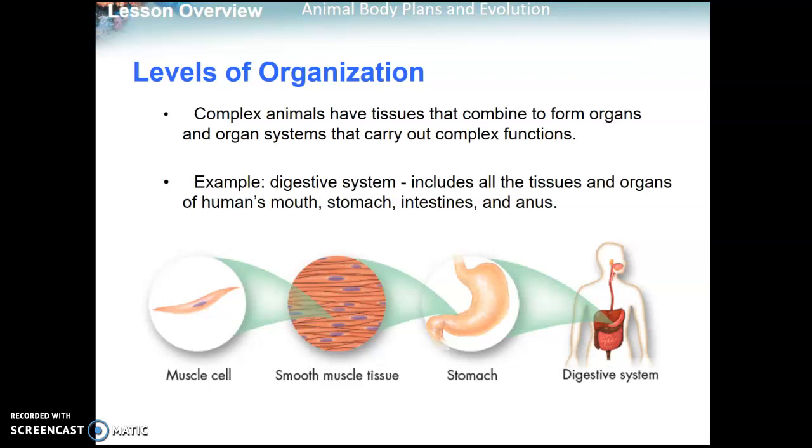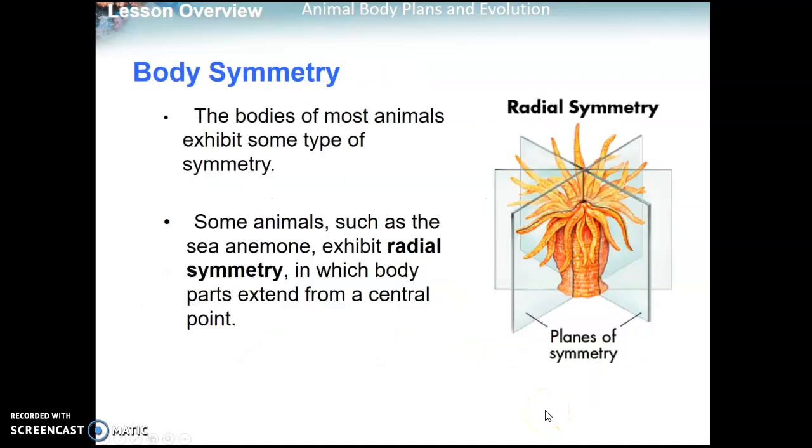For example, you are a complex animal. You have organ systems like the digestive system. That includes all the tissues and organs, including your mouth, your stomach, your intestines, and your anus. So muscle cells in complex animals can form muscle tissue, and that tissue makes up organs like your stomach, which is part of an organ system, like the digestive system.